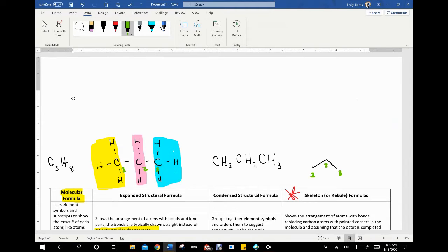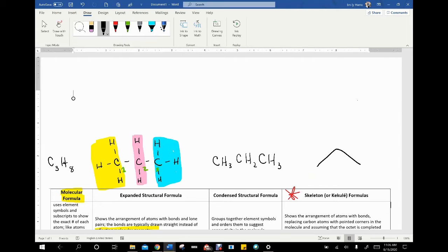Carbon 1 is bonded to one other carbon, so that means it would need 3 additional bonds to hydrogen. Carbon 2 is bonded twice already, so it only needs 2 additional bonds to hydrogen. And then finally, carbon 3 is only bonded one time, so we would understand that it has 3 additional bonds to hydrogen to get it to a total of 4 bonds. So let me erase this and draw this a little more neatly one more time.